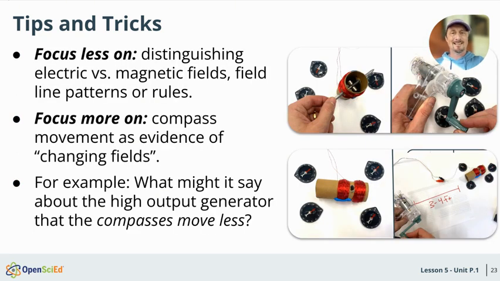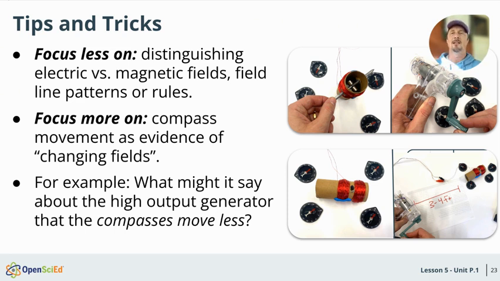Try to focus less on distinguishing electric versus magnetic fields, or field lines, or patterns or rules around field lines. This tip is especially important for seasoned physics folks. If you can find ways to do this stuff that feel coherent and valuable for your population, great. But the focus in this unit is more on just seeing the compass wiggle as evidence of changing fields.